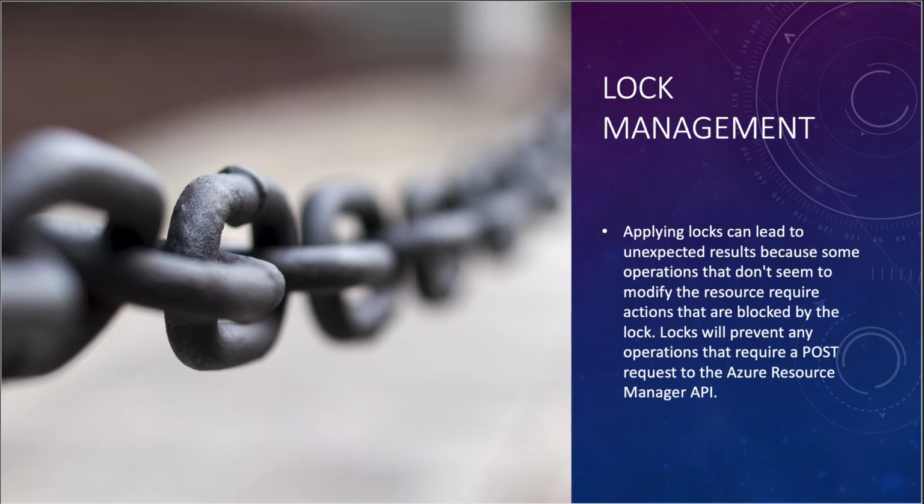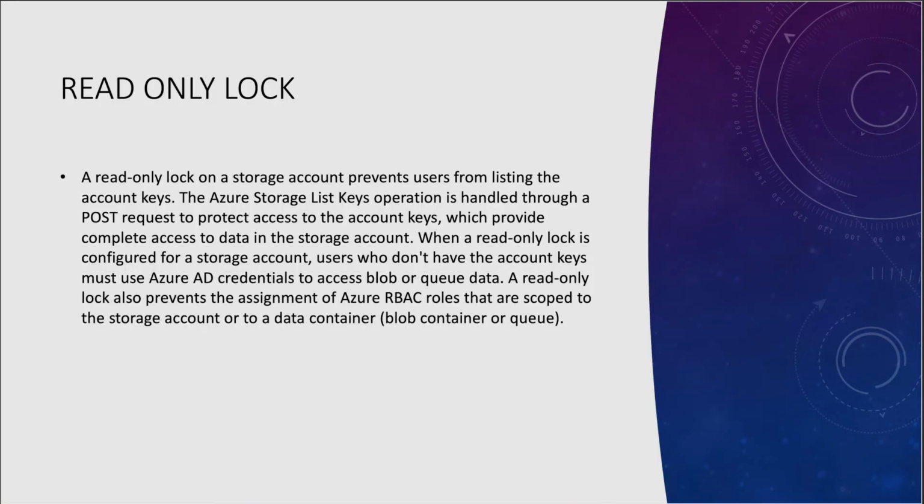So lock management, applying locks can lead to unexpected results, right? Because some operations don't seem to modify the way that you would expect it to. So always go back and check and make sure that anything that is working on a post request through the manager API will actually work or not work, depending on what you want. So locks will prevent post operations. That's the big one. Not that I've seen that one on the test either.